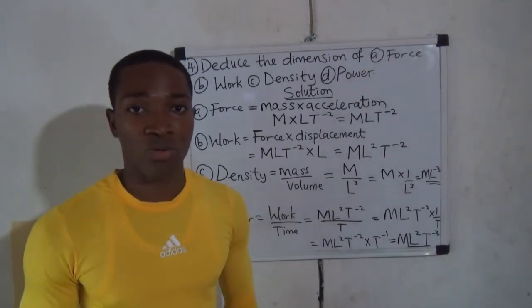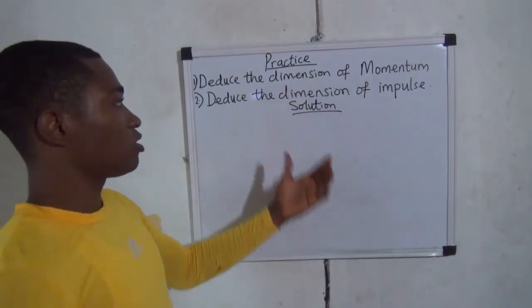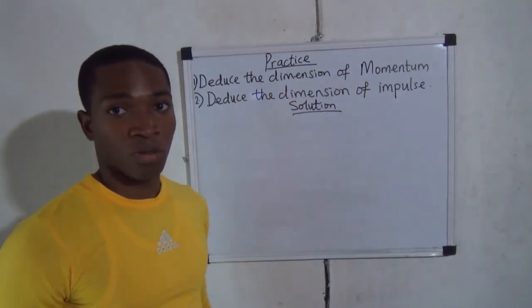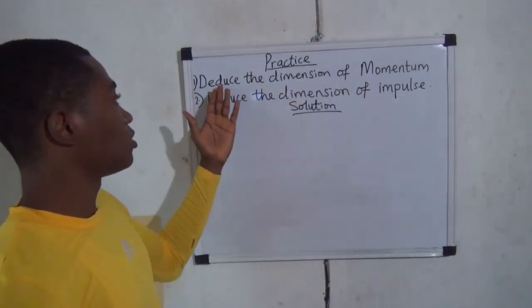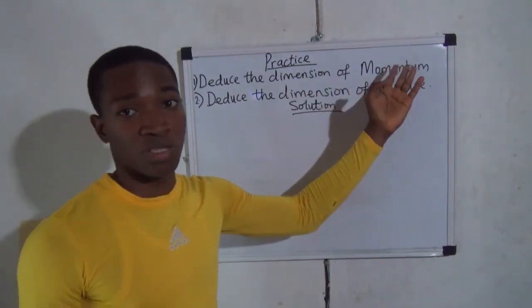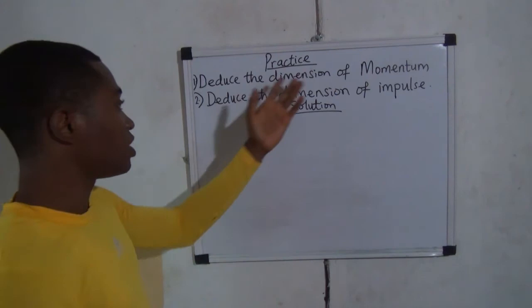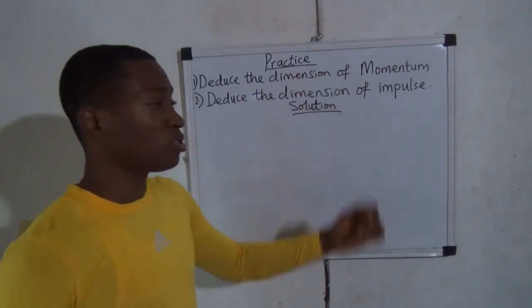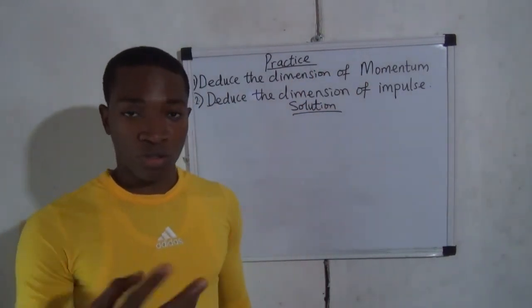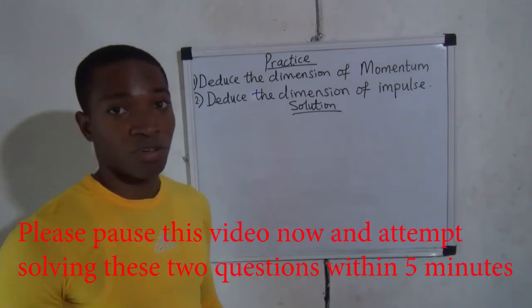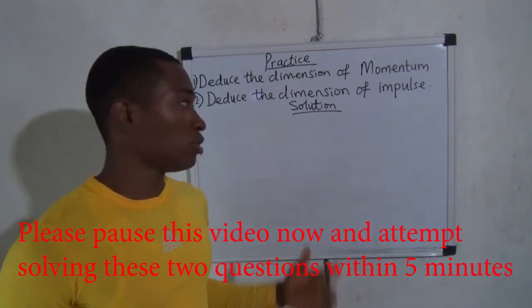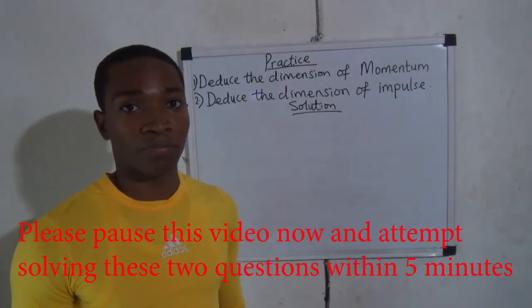Let me give you some classwork to practice with. This is your practice question. Deduce the dimension of momentum. This is a past question from WAEC. Number one, deduce the dimension of momentum. Number two, deduce the dimension of impulse. So solve it yourself. Pause this video and solve it. When you are done, you compare your answer with mine.